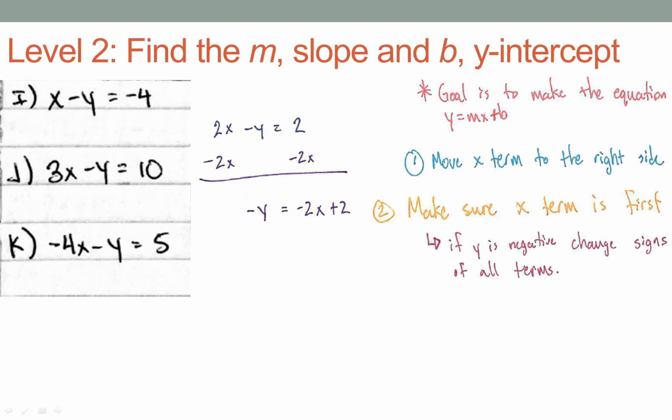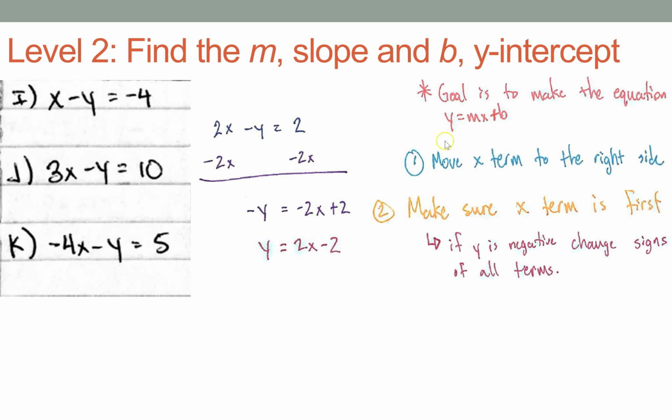So if the y is negative, change the sign of all terms. Basically what I'm doing is multiplying everything times negative 1 or dividing everything by negative 1. It's the same exact thing. The result is the sign of each term changes. Let's take a look. Negative y becomes positive, negative becomes positive, positive becomes negative. And now I have y equals mx plus b, and we are ready to go.